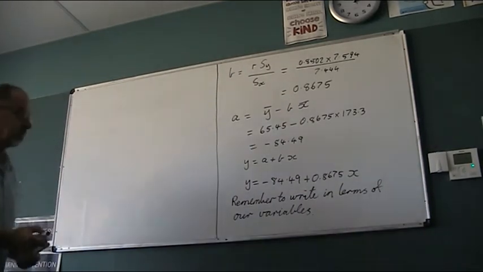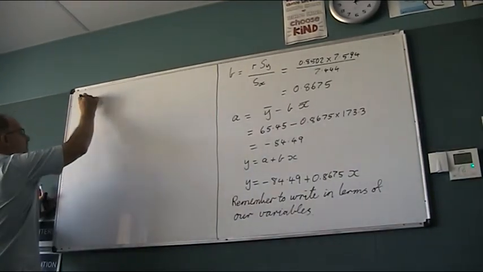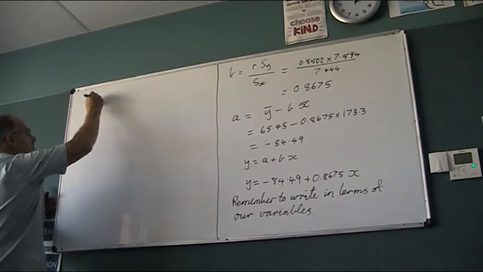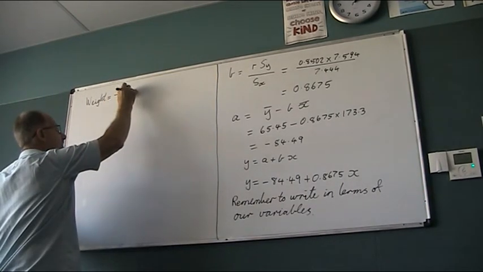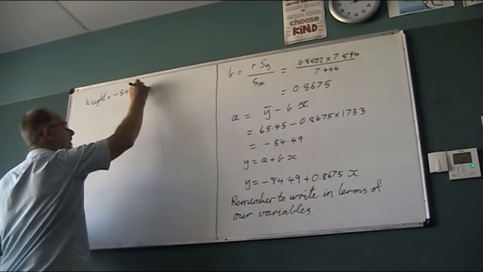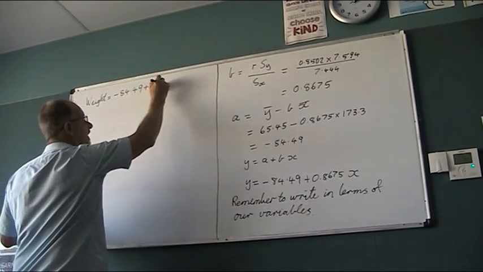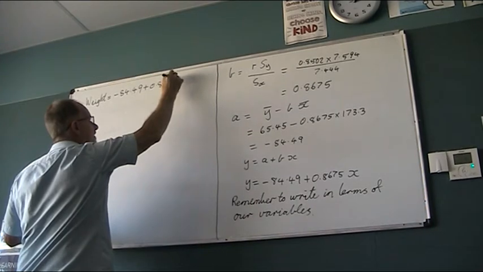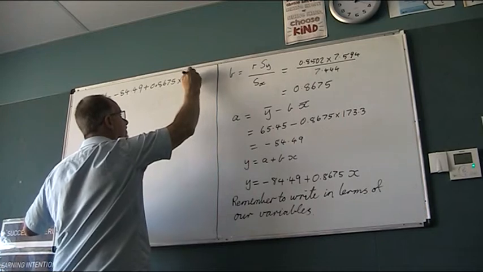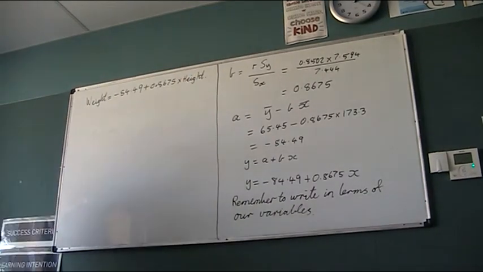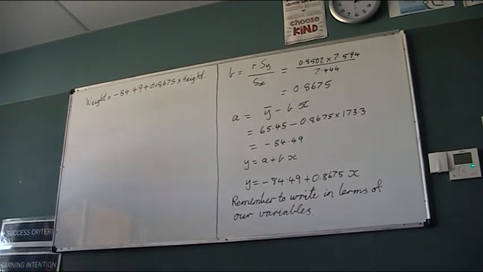So this one here, we would say that the weight would be equal to negative 84.49 plus 0.8675 times the height. Alright. So if we have to do it by hand, that's how we have to do it.